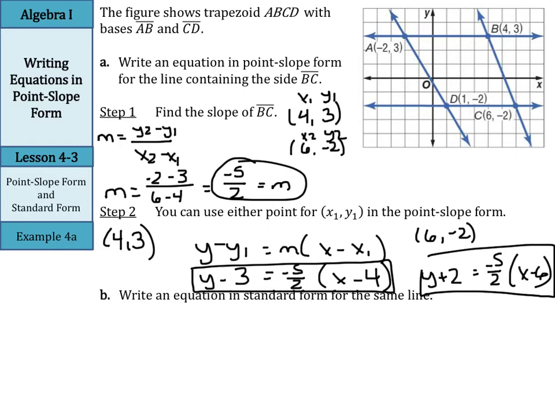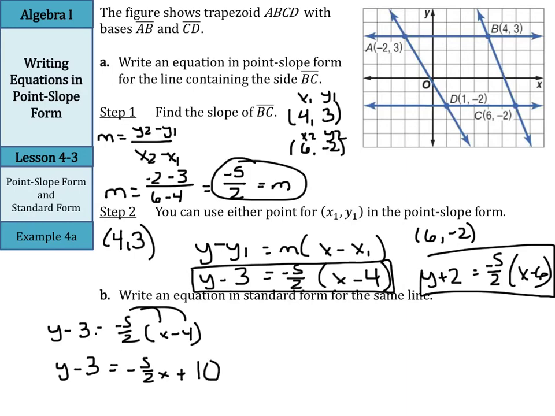Now, in order to write an equation in standard form for the same line, we can distribute here. So if we rewrite our y minus 3 equals negative 5 halves times x minus 4, and distribute this, we would have y minus 3 equals negative 5 halves x minus 20 over 2, or actually plus 20 over 2, which is just 10. Now, let's get all of our x's and y's on the same sides. We're going to add that 5 halves x to both sides. We'd end up with 5 halves x plus y minus 3 equals 10.